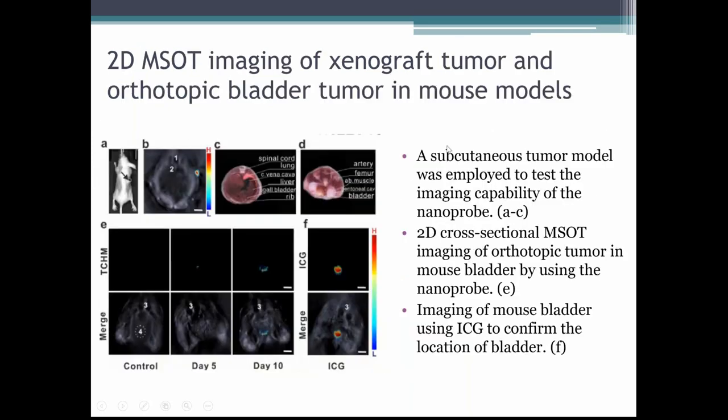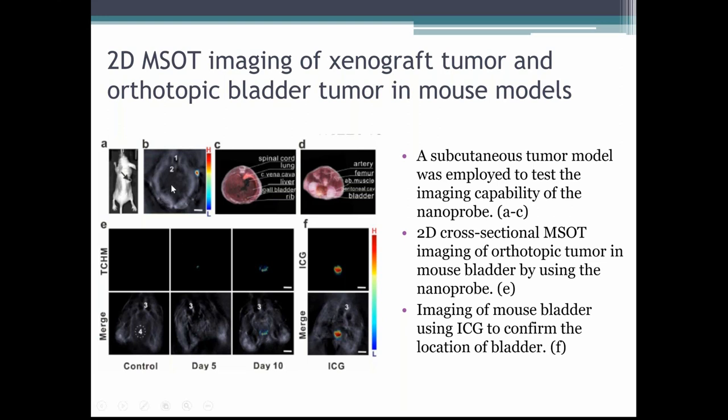Then we first used a subcutaneous tumor model to test the imaging capability of the nanoprobe. It can be seen from the image on the top left-hand side here. Prominent MSOT signal can be observed in the tumor region on the back of the mice, which indicates that the nanoprobe can be utilized to image the overexpressed hyaluronidase level in xenograft tumor.